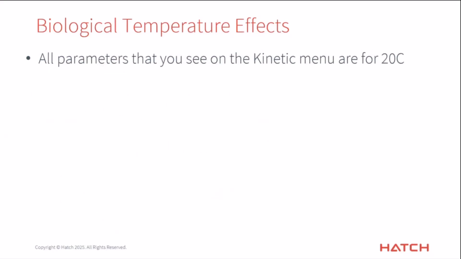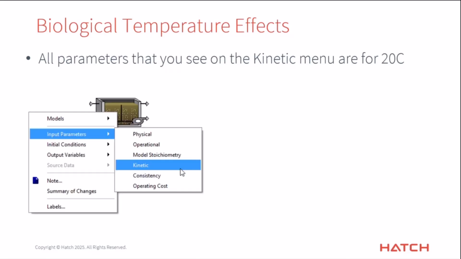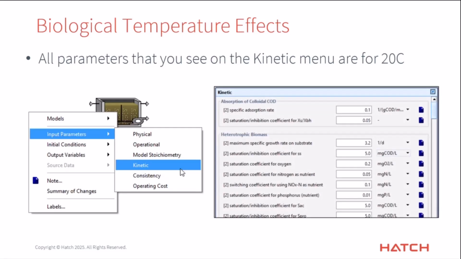Okay, so what this means then was when you're using GPSX and you open up the input parameters and you're looking at the kinetic menu, so you right click on any of the bioreactors, go to the input parameters menu, go to the kinetic menu, and you see a menu that looks like this. As you may recall, this is a very long menu. We have a large number of biological parameters for there's a set of like 6 or 8 or 10 of them for each one of the biomass types.